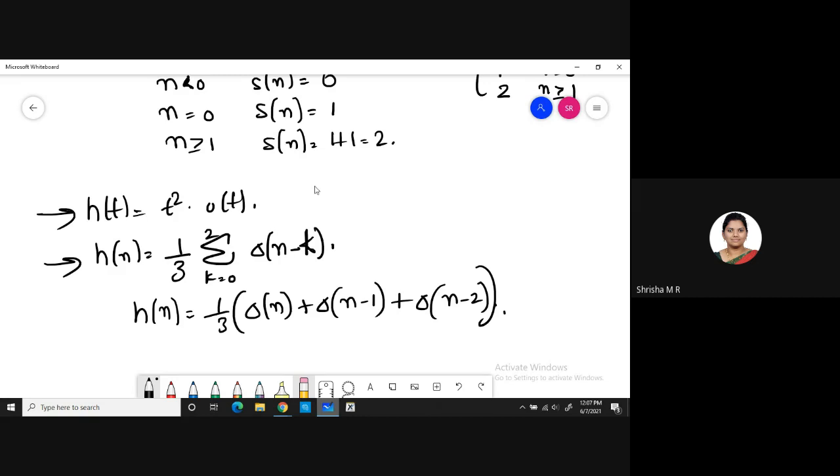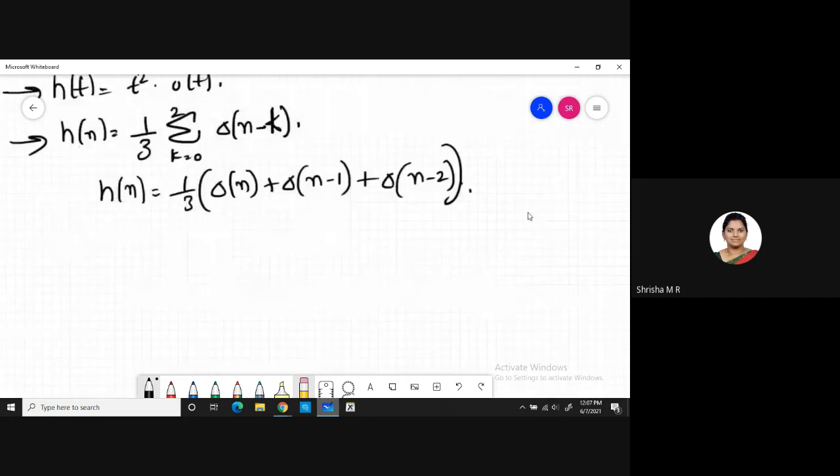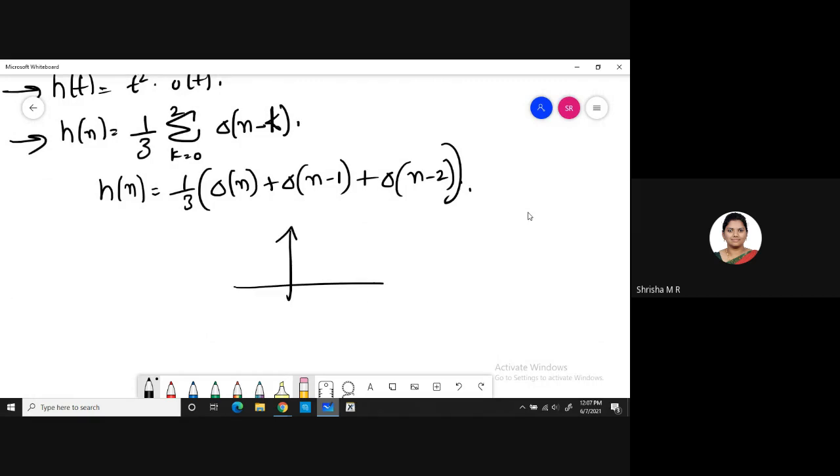So how will you plot this? You have 1 by 3 into delta. So the signal is existing at n is equal to 0, 1 and 2, with amplitude 1 by 3 for all three. Similar to that previous problem, you solve this. Okay.